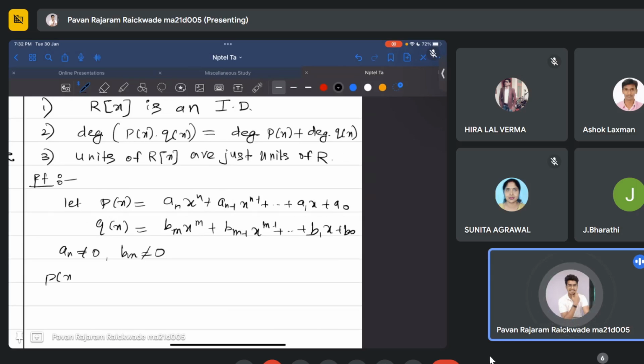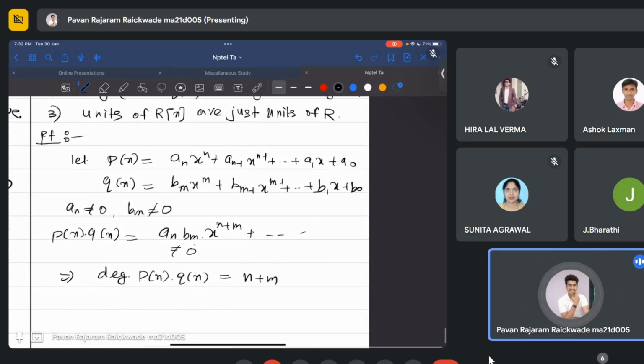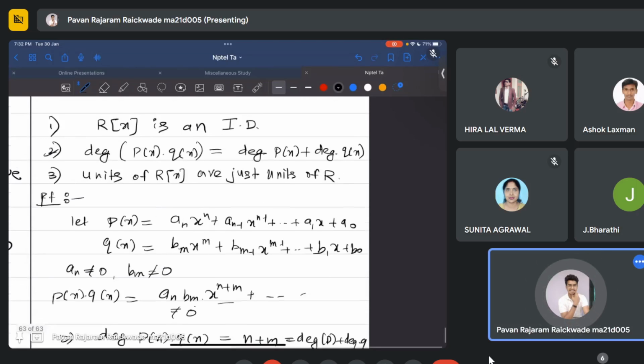If I do p(x) times q(x), I'll get a term a_n b_m x^{n+m} and then something. Since a_n is non-zero and b_m is non-zero, this is a non-zero term, which implies the degree of p(x) q(x) is n plus m, because the highest degree term is n plus m, which is non-zero. This is the same as degree of p plus degree of q. This will give you part 2.